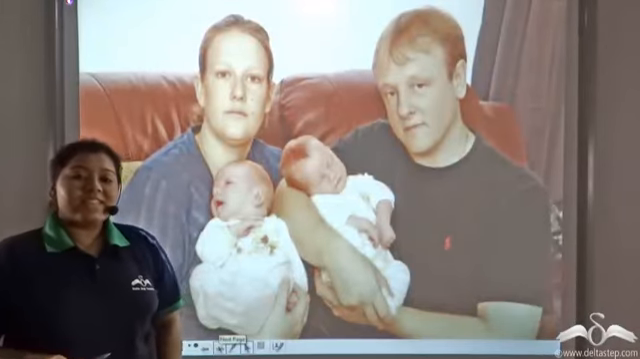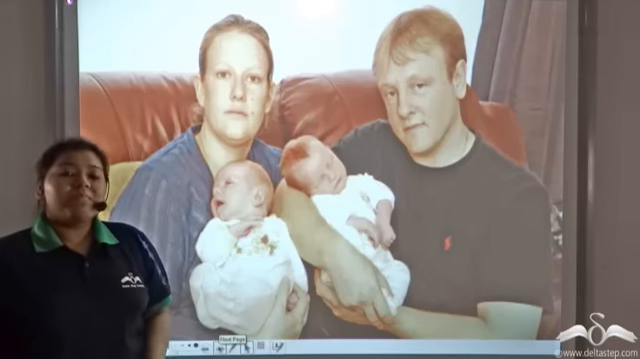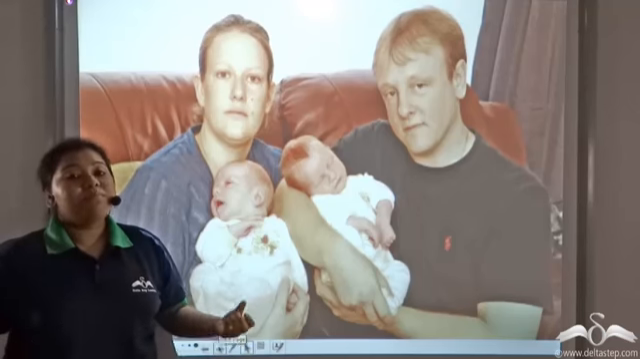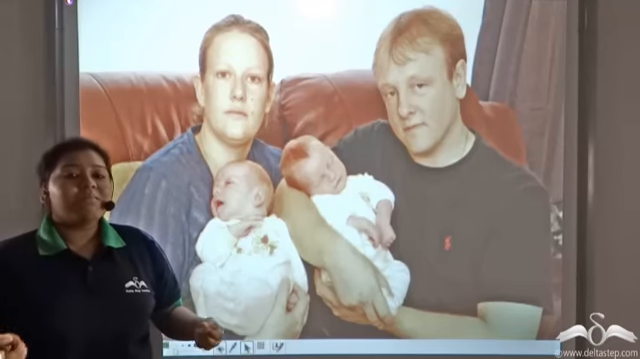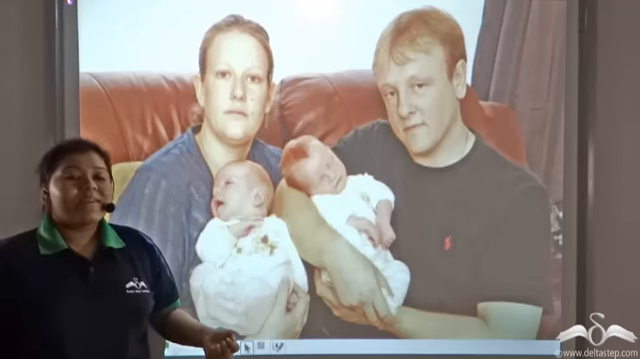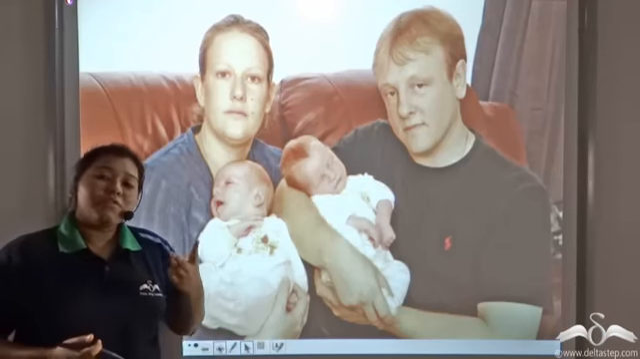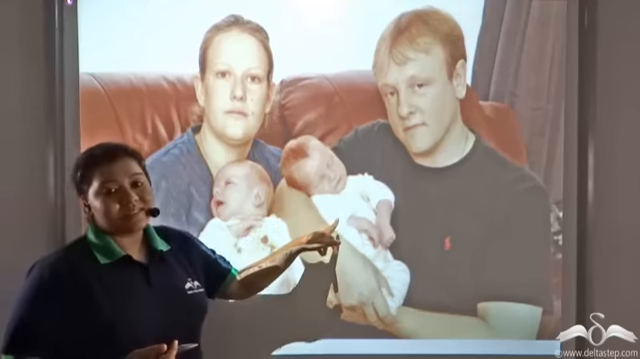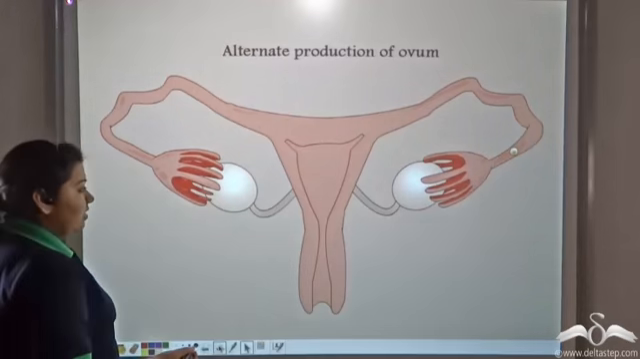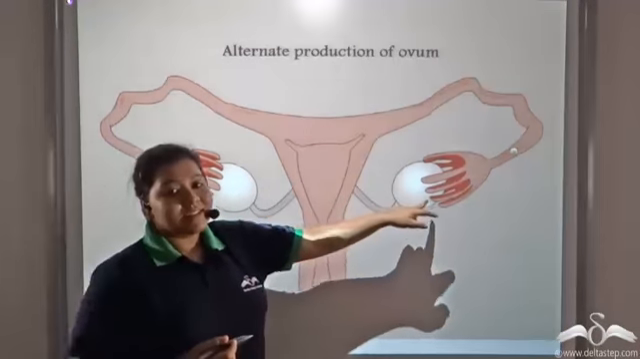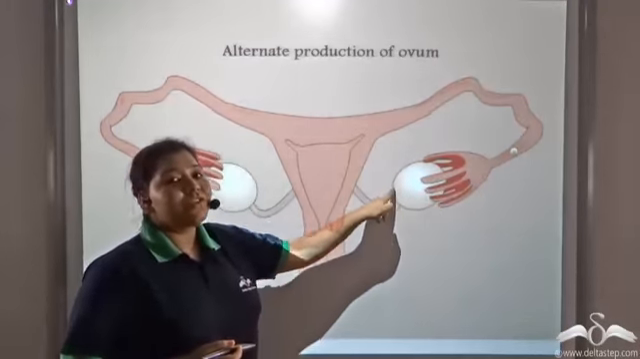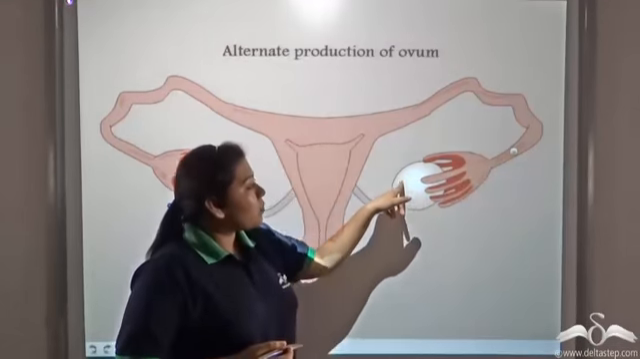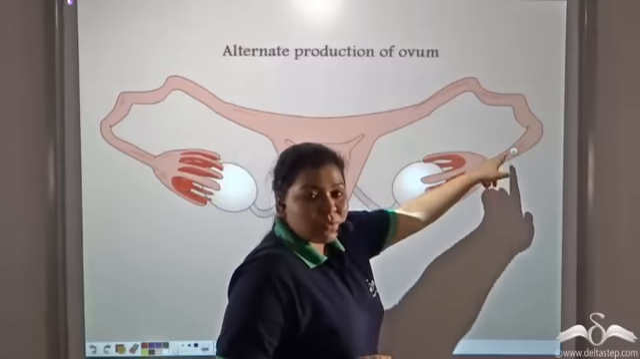In rare cases, it might also happen that both the ovaries form ovum simultaneously, and both the ovum get fertilized by 2 different sperms. Well, that will lead to formation of 2 babies, and this is very commonly known as twins. But commonly, this is seen. Every month, either of the ovaries releases 1 ovum. See, this ovary has released 1 ovum.